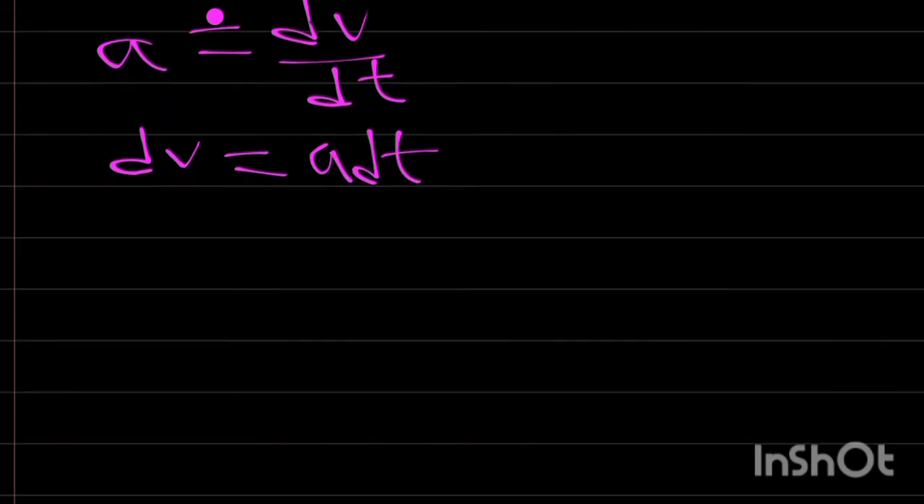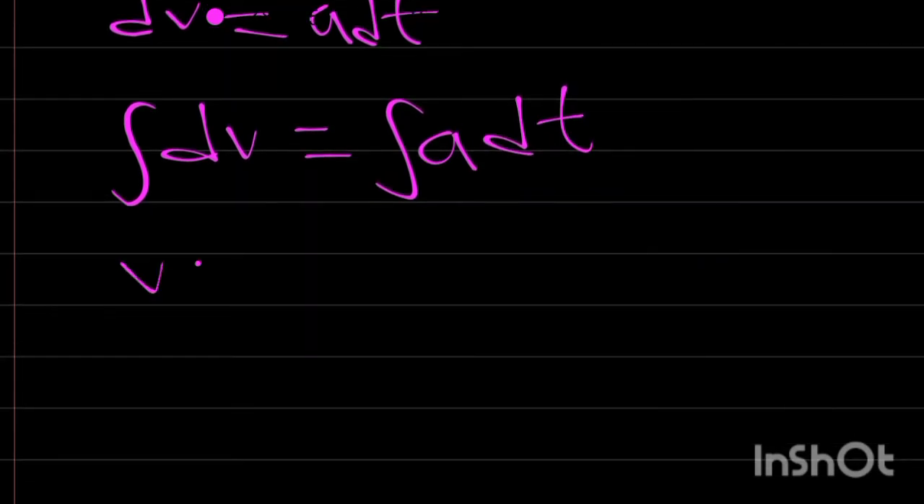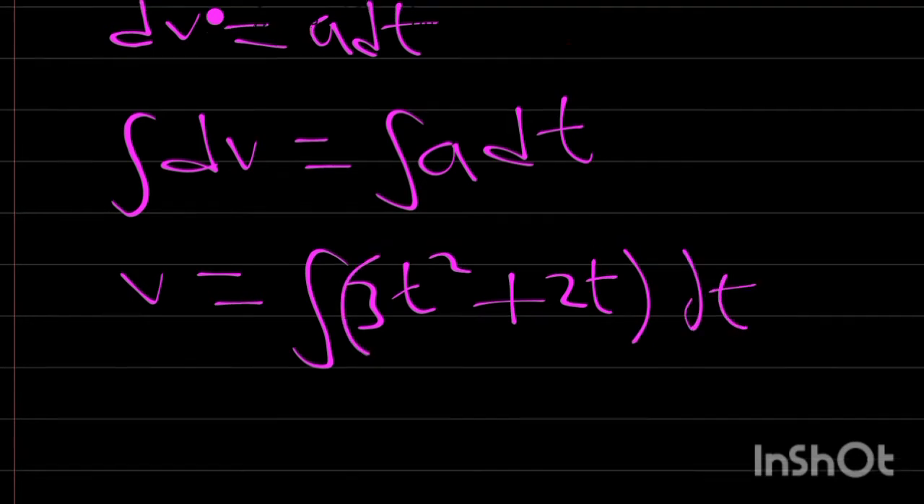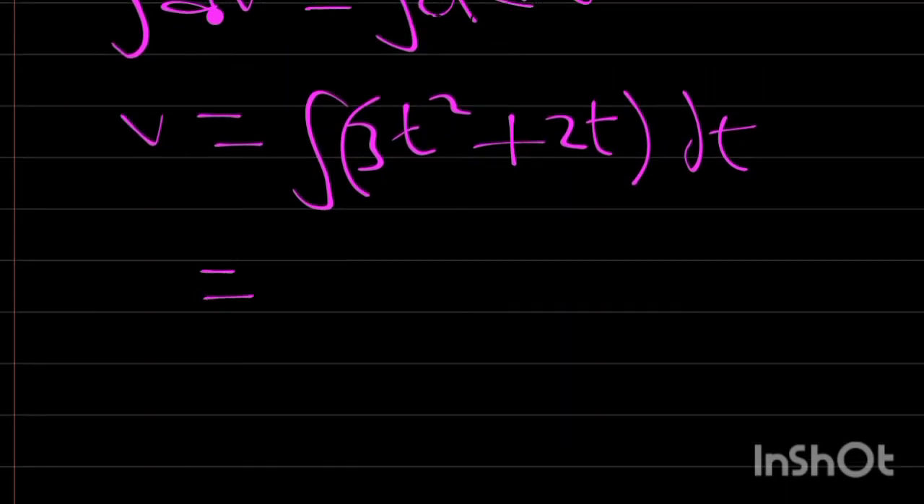Now, for us to get velocity from this expression, I will integrate both sides of this equation. Therefore, I have the integration of dv is equal to the integration of a with respect to t. So when you integrate dv, you have v is equal to the integration of a. My a is 3t squared plus 2t. Then you are integrating this expression with respect to t.